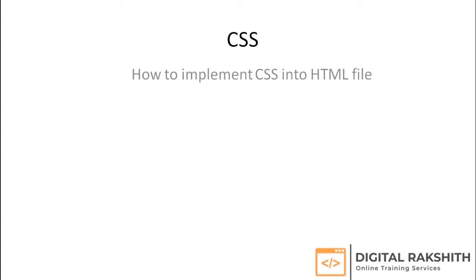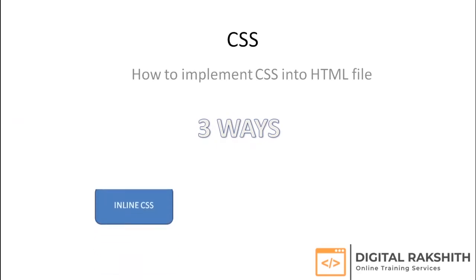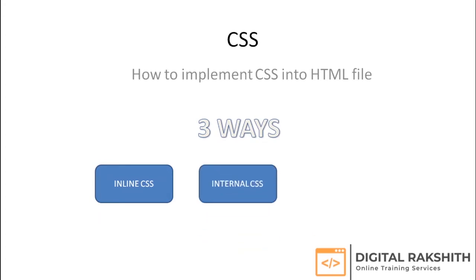There are a lot of CSS commands and styles. If you want to implement these CSS styles into HTML, there are three ways to do that. The first way is inline CSS. Inline CSS is nothing but applying a CSS style only for a particular command or a particular line of HTML. I'll show you later how to do this. The second one is internal CSS. Internal CSS is nothing but applying the CSS styles for one particular file, the entire file, not for one line.